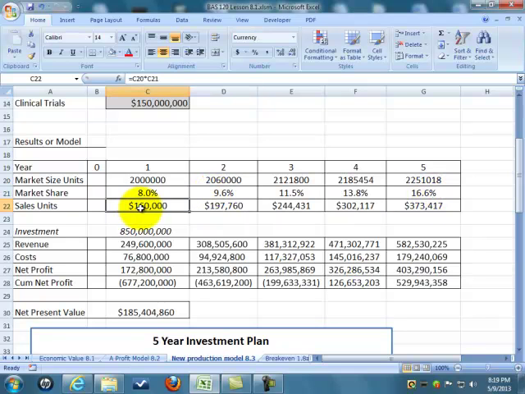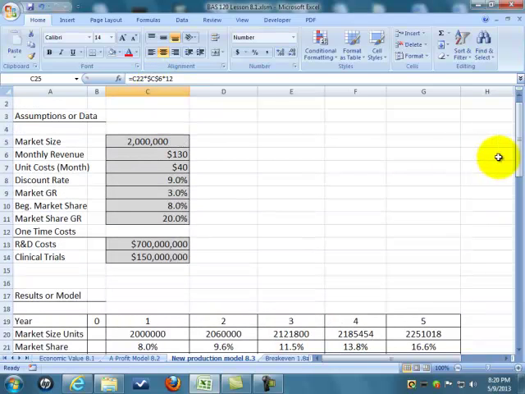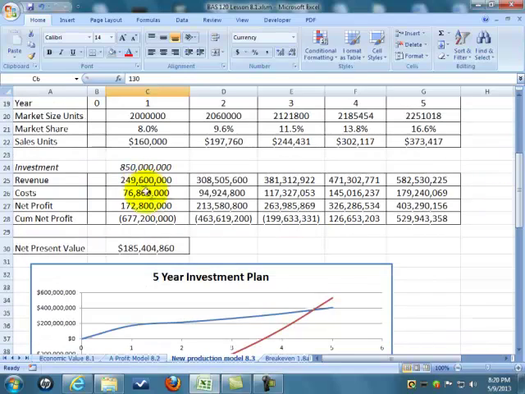Then our sales unit is simply sales in terms of units. I apologize, I have the dollar signs on there. Our sales in terms of units are 160,000, which is just 8% of the 2 million. Here's our revenue, which is simply our 160,000 units times our unit price, which is $130. And because it's monthly, we multiplied that by 12.